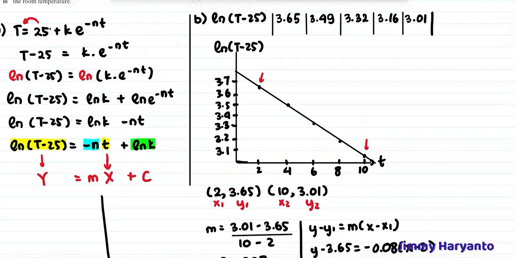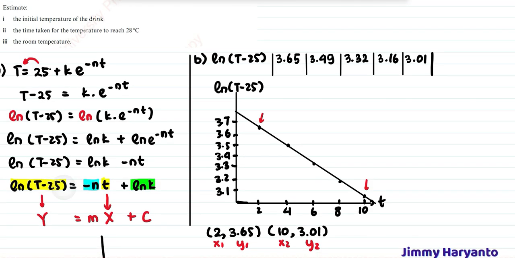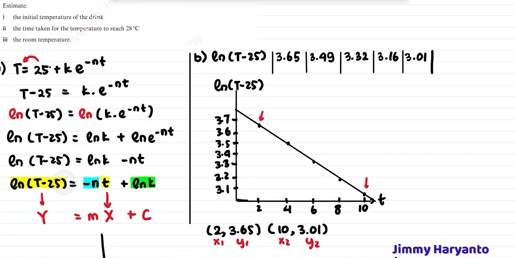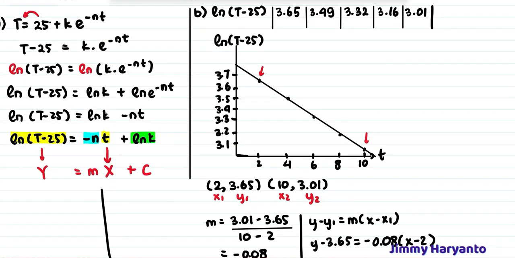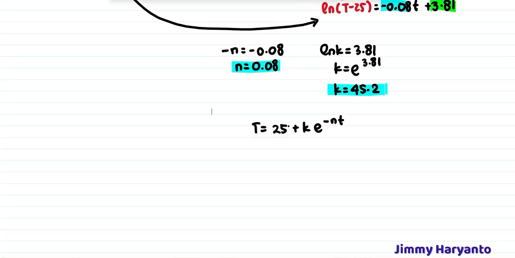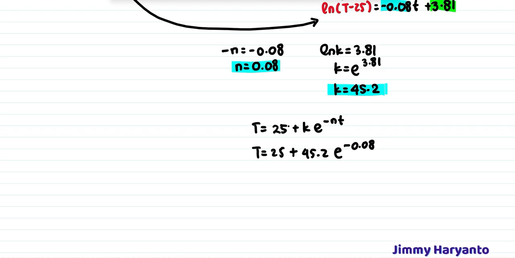Wait, no, we haven't finished yet. The time, the initial temperature of the drink. Okay, so I will copy this one first, and then I will input the value of k and the n. T equals 25 plus k, the k is 45.2, e to the power of negative 0.08 times t.